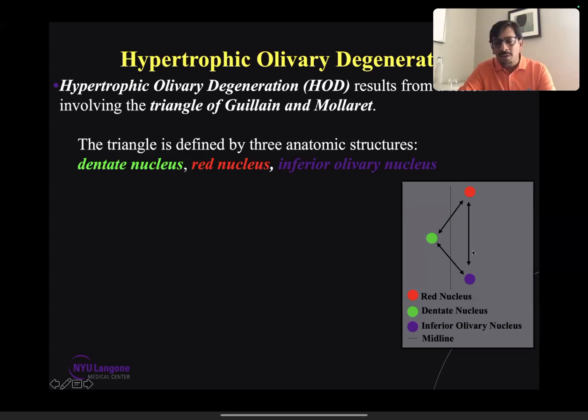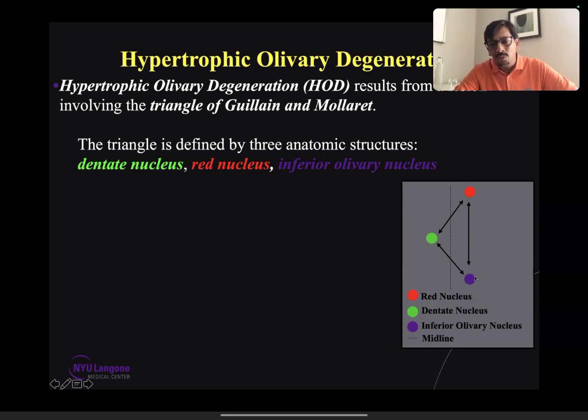So this red nucleus is connected to the inferior olivary nucleus with the central tegmental tract. This red nucleus is connected to the contralateral dentate through the superior cerebellar peduncle. And then this contralateral dentate is connected to the ipsilateral inferior olivary nucleus through this inferior cerebellar peduncle, right? So that forms the triangle.